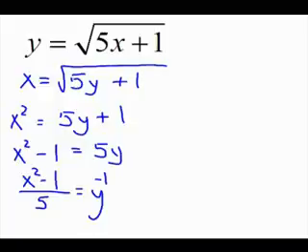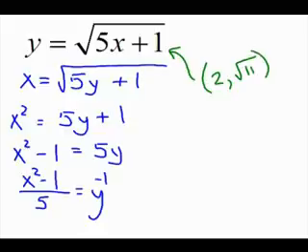I can check to make sure I've done this correctly by picking any point I would like. Let's say we were to put 2 into the original equation. 5 times 2 plus 1 is 11. I get out the square root of 11. Now, if I put the square root of 11 into my inverse equation, I should get out 2. The square root of 11 squared is 11, minus 1, divided by 5 is 2. Yep, I've done the work correctly. My point is flipped.